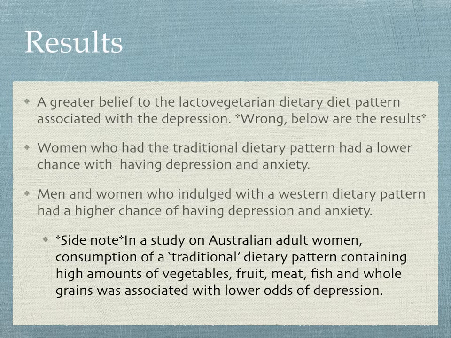And here is what the results of the article showed. Women who had a traditional dietary pattern had a lower chance of having depression and anxiety. Men and women who indulged in a Western dietary pattern had a higher chance of having depression and anxiety. So basically, whatever you eat at your grandma's house, she cooks up a healthy meal, it tastes good. That's healthier than eating a Western dietary pattern with fast food. You go to McDonald's and you just eat a bunch of that.